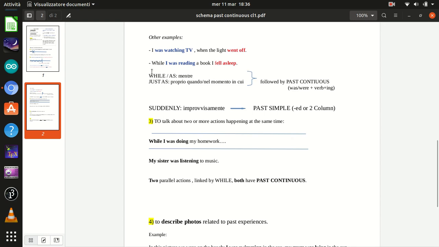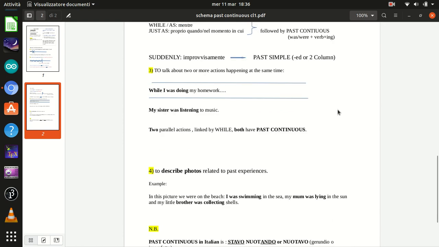Be careful with these signal words. While and as have got the same meaning. They both translate mentre. Just as means proprio nel momento in cui, in the very moment in which. These words are always followed by past continuous tense. The word suddenly, which translates improvvisamente, is always followed by the past simple. So be careful with these words.